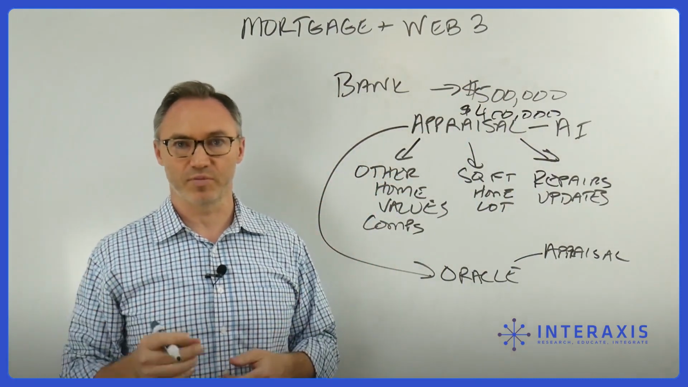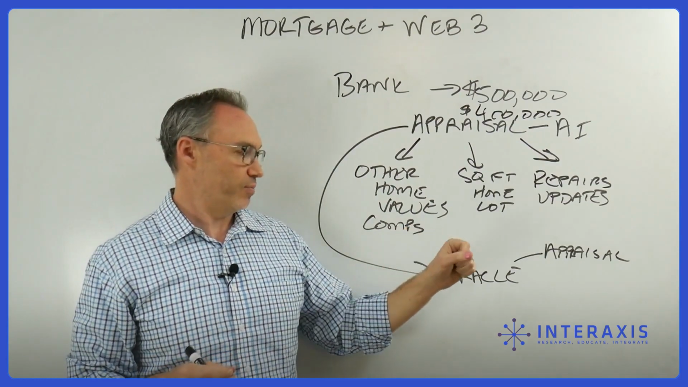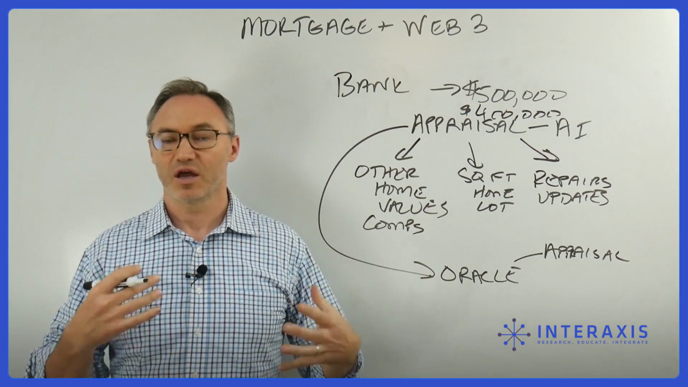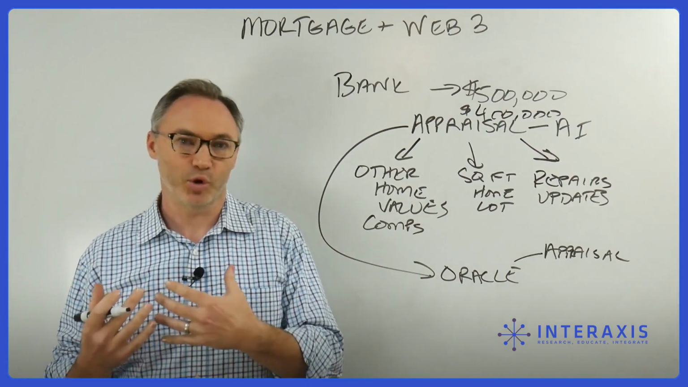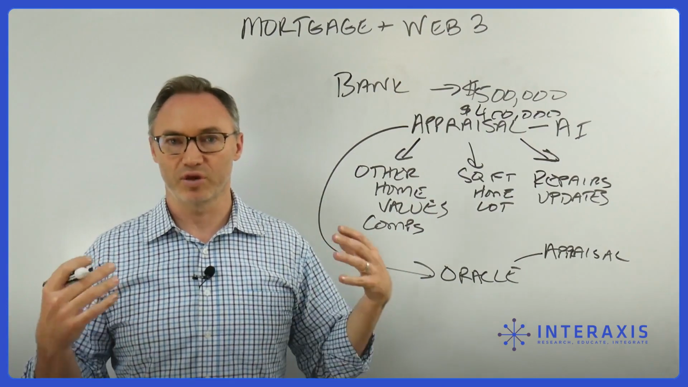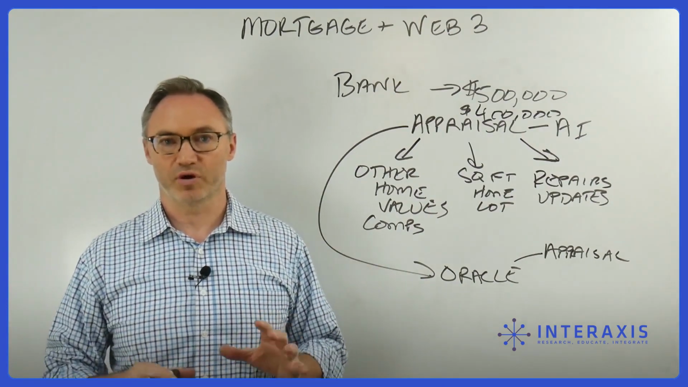So that's just a little bit about how the appraisal part of the home buying process might be solved or might be made more efficient using on-chain metrics, using Web3, using crypto rails.